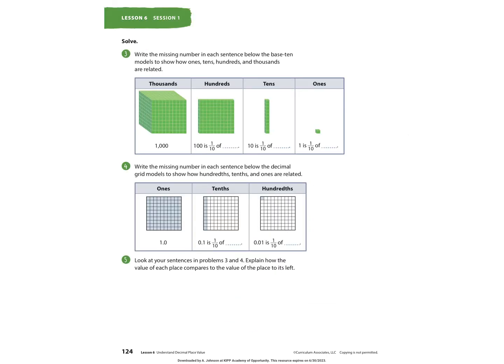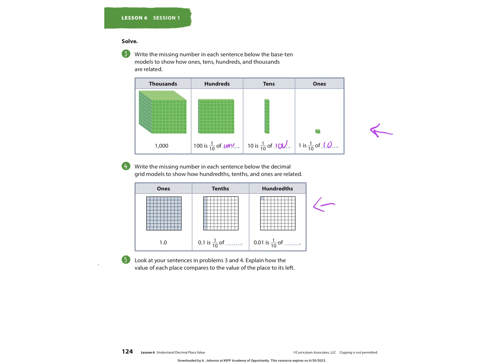So I would use this last page as the exit ticket. It's a way for them to show what they've mastered. They should be able to complete this chart. 100 is 1/10 of 1,000. 10 is 1/10 of 100, and 1 is 1/10 of 10. Same down here. They should be able to complete this.